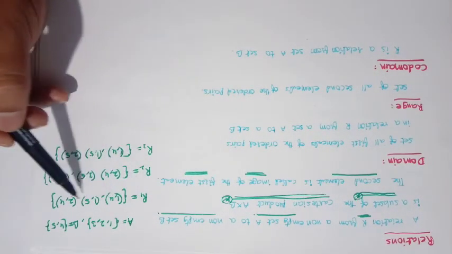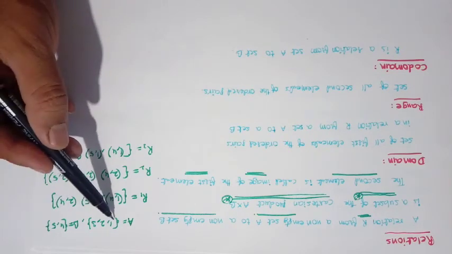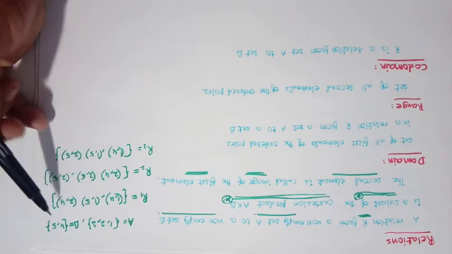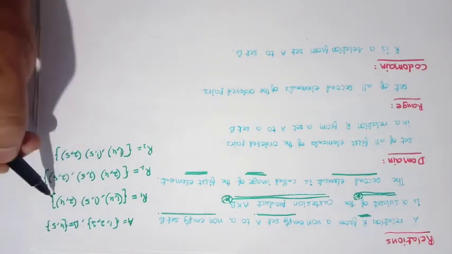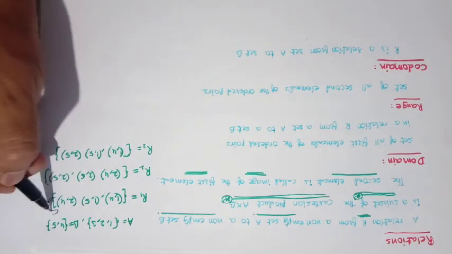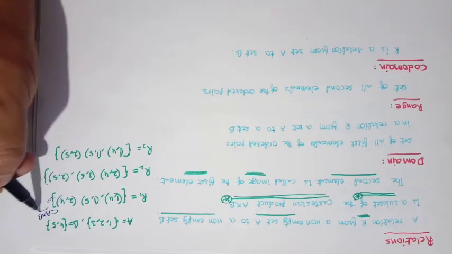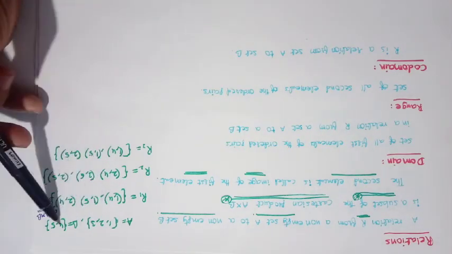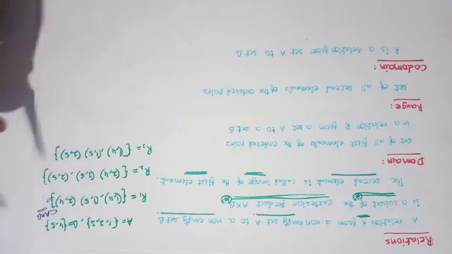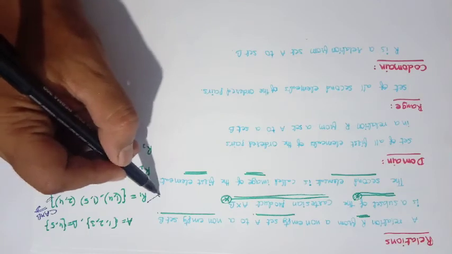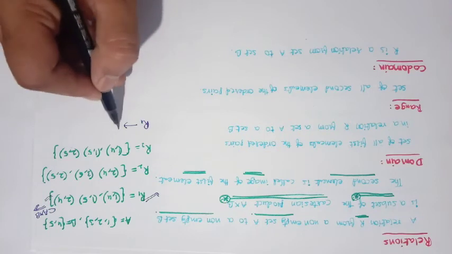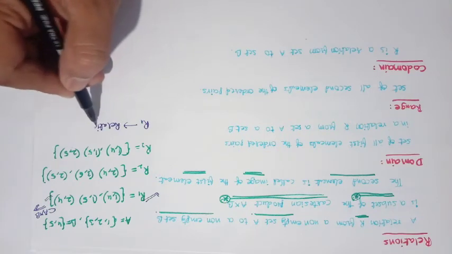Let's understand these things here. R1: (1, 4), (1, 5), (2, 4). Yes, 1 is coming from the first set A, and 4 and 5 are coming from the second set. Is it a subset of A cross B? Yes, we can say (1, 4), (1, 5), (2, 4) are a subset of A cross B. Yes, we can say R1 is a relation by the definition.